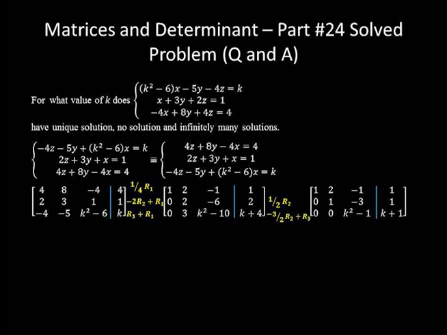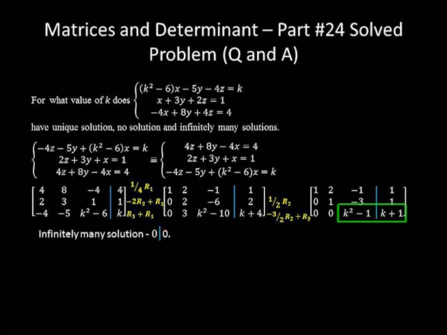This is the form which we were aspiring. The elements in these two positions decide whether the system of equation has infinitely many solutions, no solution, or unique solution. The given system of equation has infinitely many solutions only when both of these elements are 0.